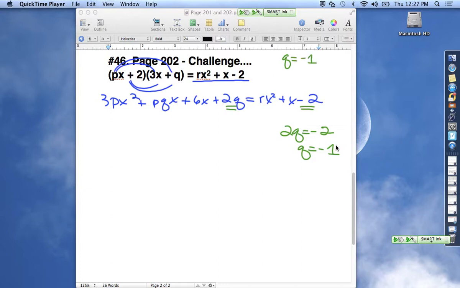And then working backwards, analyzing a little bit, let's tackle the linear term. pqx plus 6x should equal x. I'm going to replace the q with negative 1, and that gives me this: negative px plus 6x equals x.